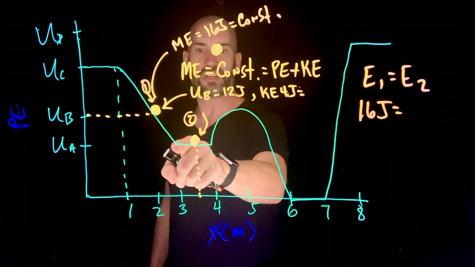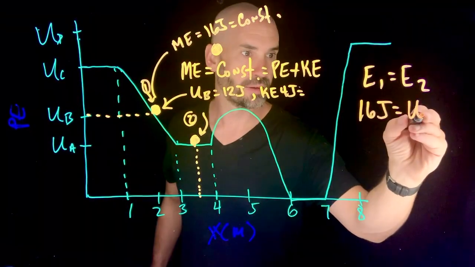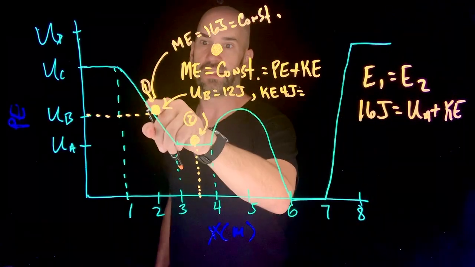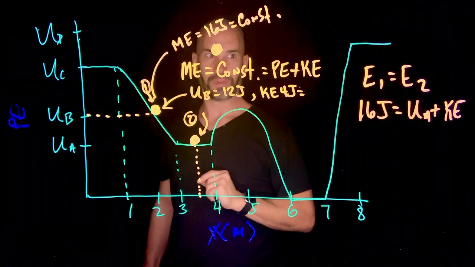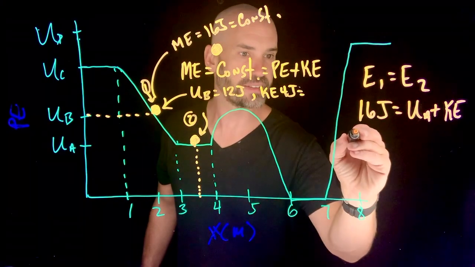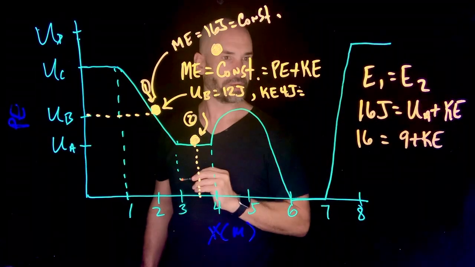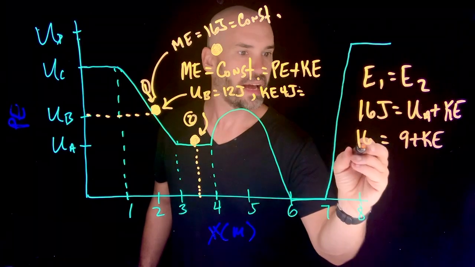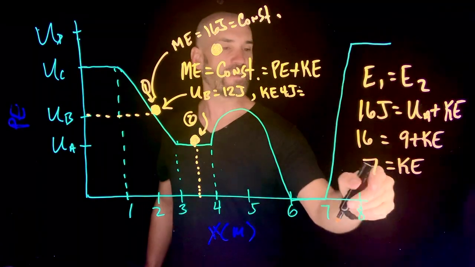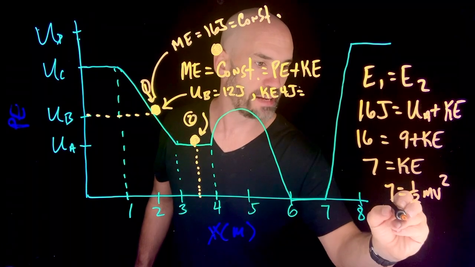And then what kind of energy does the object have right here? Well, again, it has potential energy of UA plus whatever kinetic energy it acquired by rolling down this energy hill, okay? So we know from the problem that UA is 9, right? So I can say 16 equals 9 plus KE. Right? And if I subtract the 9 to the other side, I get 7. So if my kinetic energy is 7 joules, and I know that that's 1/2 mv squared, I just want to solve for v.